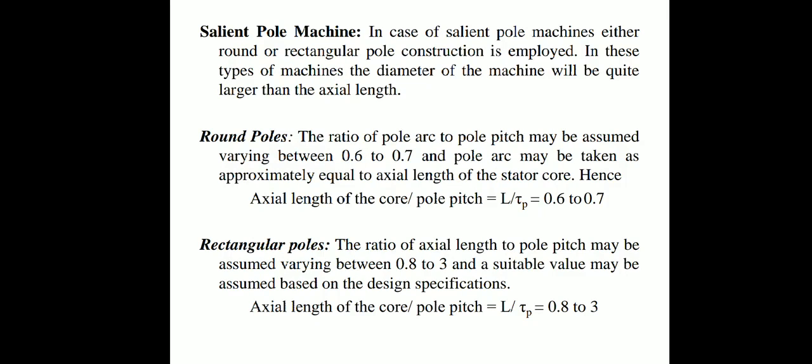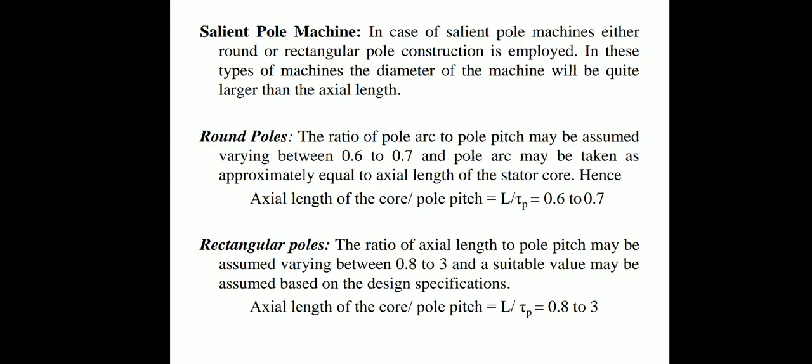Now let us understand salient pole machine. In case of salient pole machine, either round or rectangular pole construction is employed. In these types of machines, the diameter of the machine will be quite larger than the axial length.